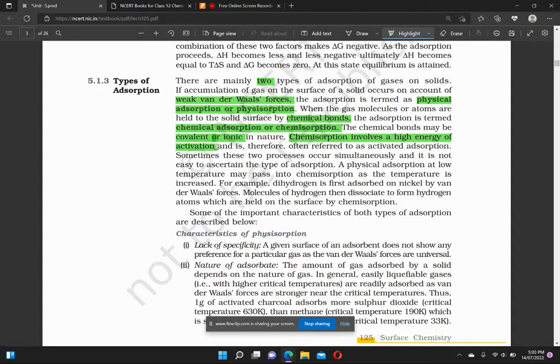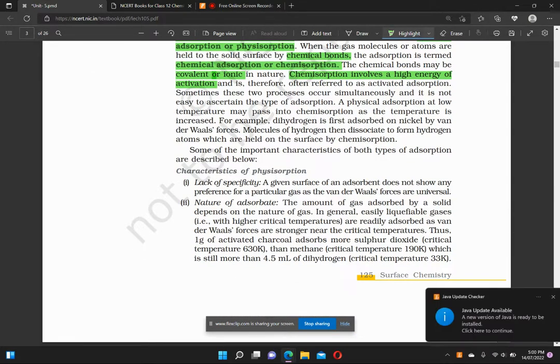Okay. Sometimes two processes occur simultaneously. Already we know that is nothing but sorption. Okay, what is sorption actually? Sorption is nothing but when adsorption and absorption take place simultaneously. Don't get confused, I just got confused. Here it is that two processes occur simultaneously. Sometimes it happens like that, when chemisorption and physisorption both occur simultaneously.